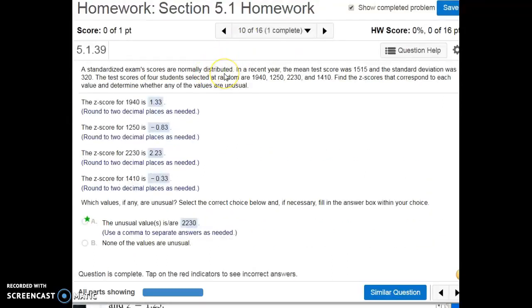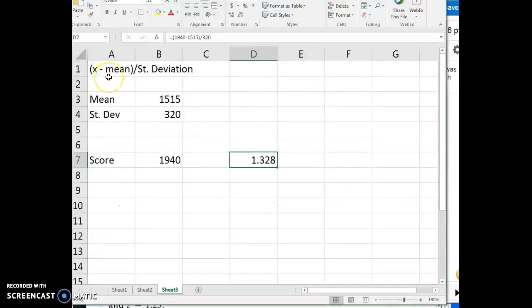For number 10, we're looking at a test, an exam. We have the mean score for the exam, we have the standard deviation for the exam, and then we're looking at some random student scores, and we're going to find the z-score for each of those values. Remember, our z-scores are measuring how far away we are from the mean in terms of standard deviation. So we use this formula: we take the value, subtract the mean, and then divide by the standard deviation.